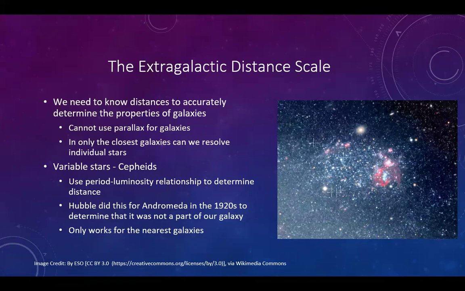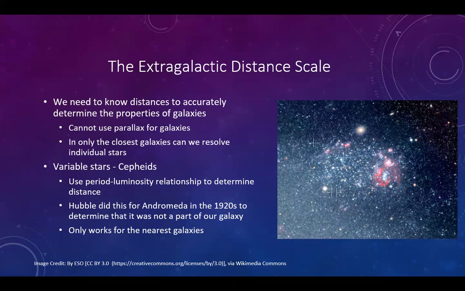So in order to figure out the properties of galaxies, we need to be able to measure distances. So we need to figure out where galaxies are, how far away they are from us. And part of that is because we want to figure out how old they are. Like what part of the history of the universe are we looking at? So we can't use parallax for galaxies. They're too far away. And only in the closest galaxies can we resolve individual stars.